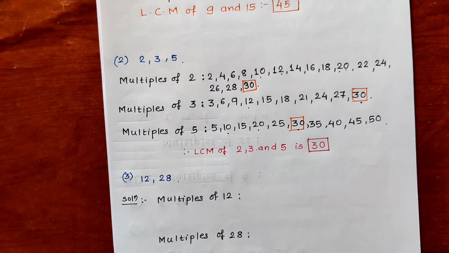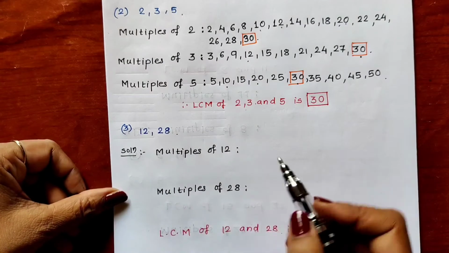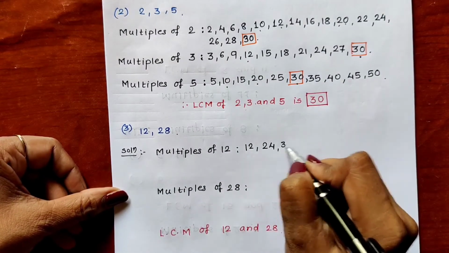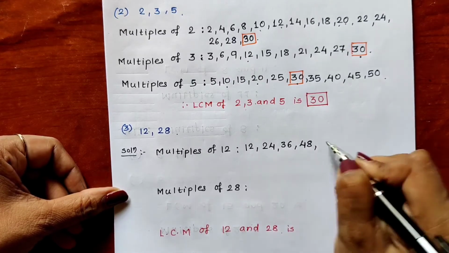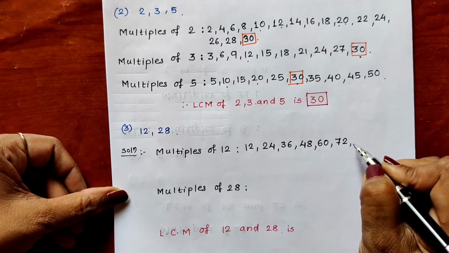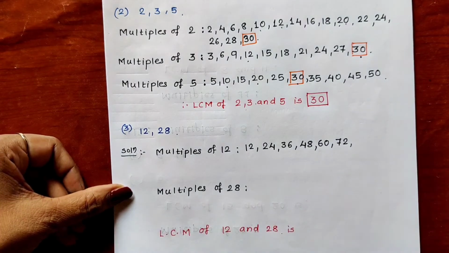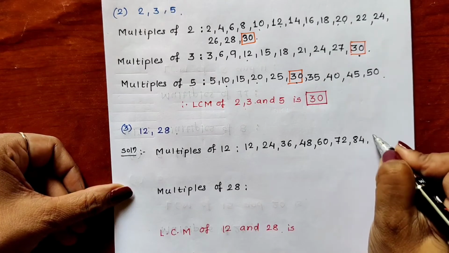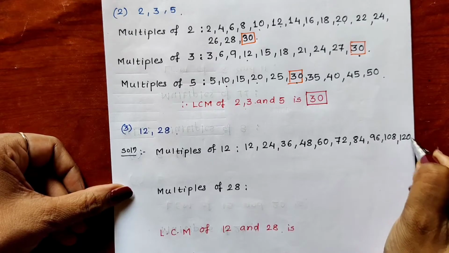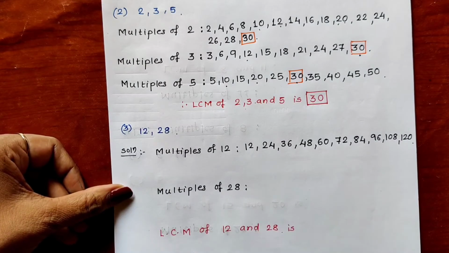Okay, now let us move on to the next sum. Multiples of 12 and 28. Write the table of 12. And 120. Okay, now we will be writing the table of 28. You have to learn by heart all the tables, okay?